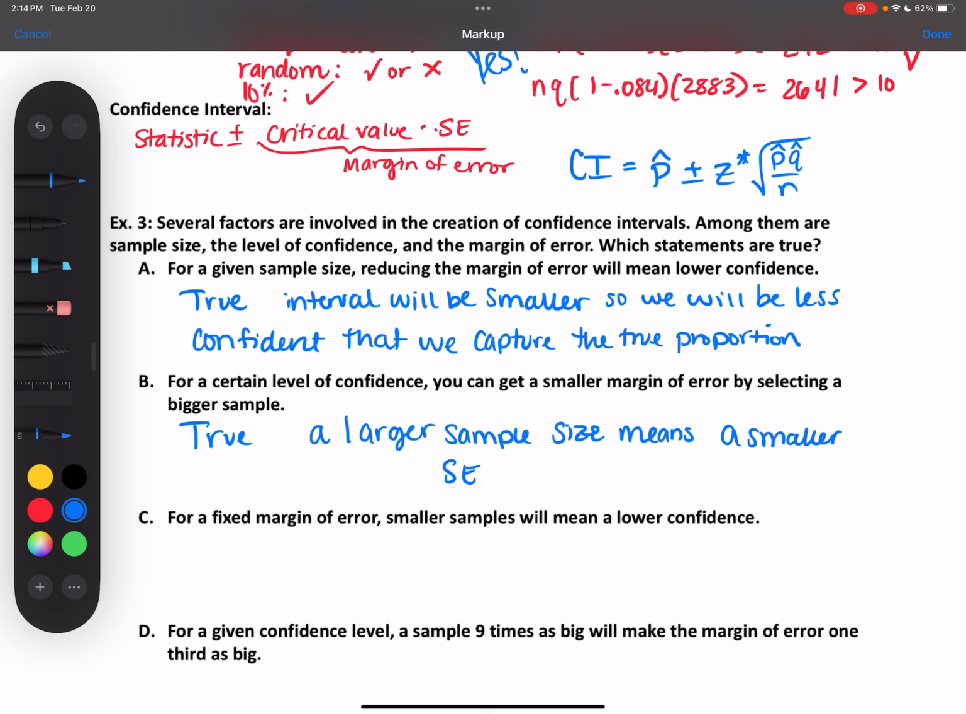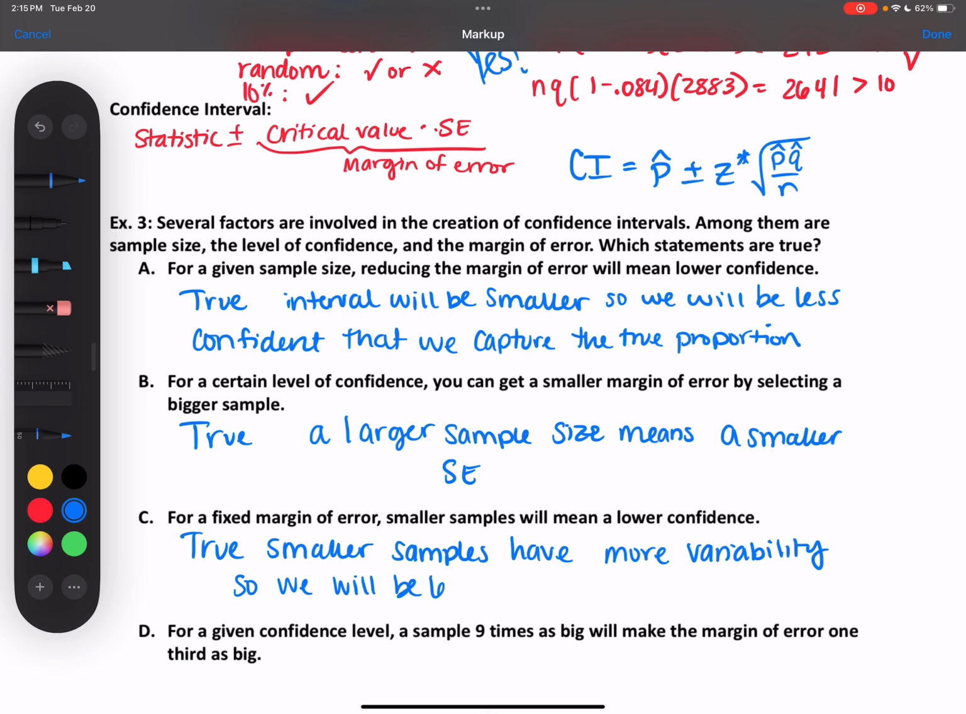Yes. True. Smaller samples have more variability, so we will be less confident in capturing the true proportion. And yes, what you said does make sense, Josh.